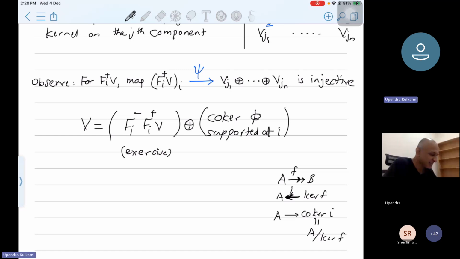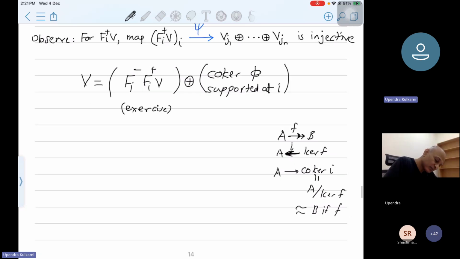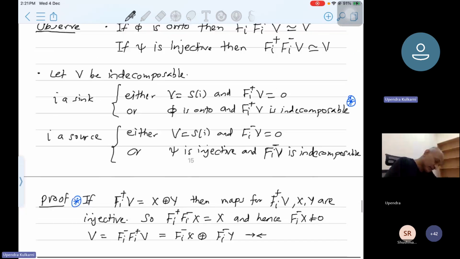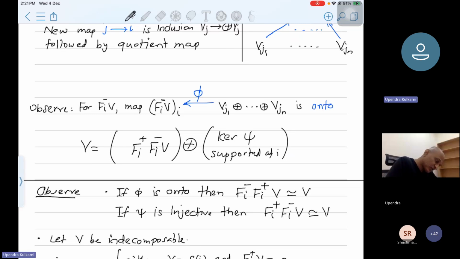The general situation is exactly the same. There is no difference whatsoever. Which is isomorphic to B if F is onto. So this is what gives me the first observation, and the second observation is exactly the same, right?